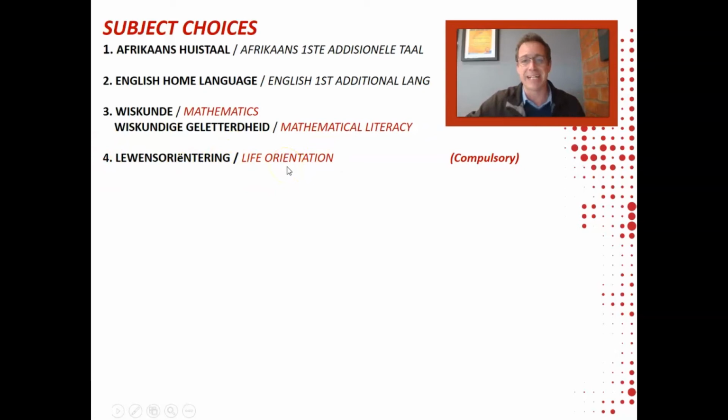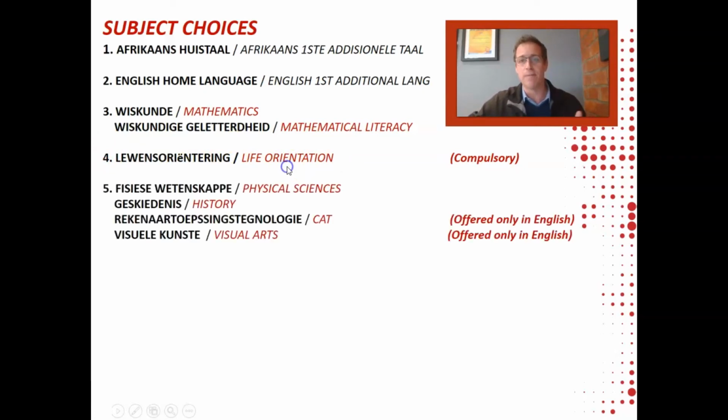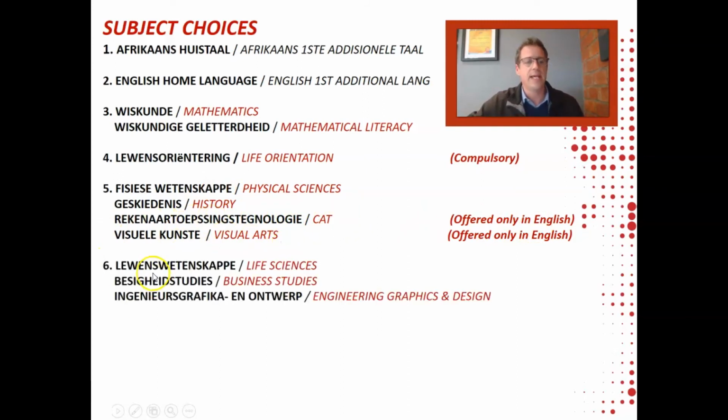Then here comes the exciting part. What can I choose in group 5? Okay, in group 5, you can choose one of these: physical science, history, computer applications technology, and visual arts. You need to choose one of them. Take note that CAT, due to the nature of that subject, is only offered in English, as well as visual arts. In group 6, again, one of these you need to choose. You've got life sciences, business studies, and engineering, graphics, and design.